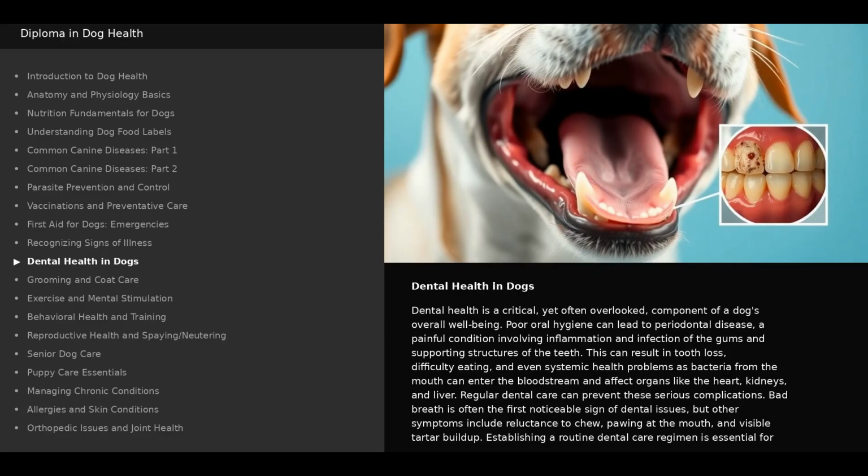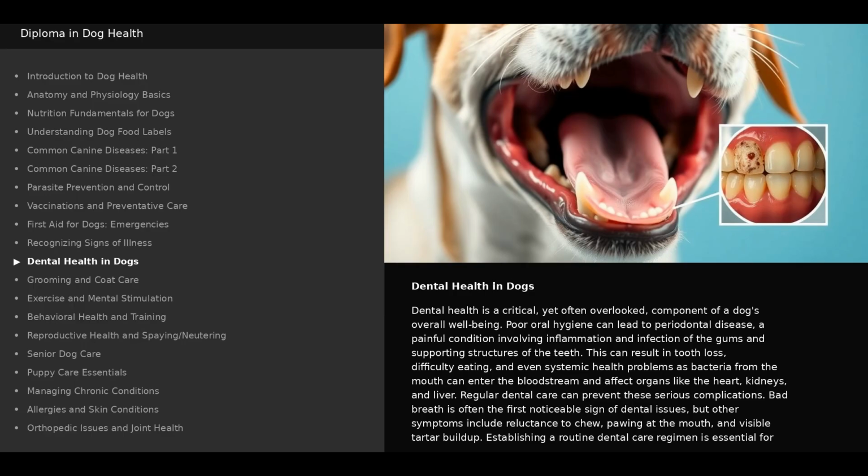Dental health in dogs. Dental health is a critical, yet often overlooked component of a dog's overall well-being. Poor oral hygiene can lead to periodontal disease, a painful condition involving inflammation and infection of the gums and supporting structures of the teeth. This can result in tooth loss, difficulty eating, and even systemic health problems, as bacteria from the mouth can enter the bloodstream and affect organs like the heart, kidneys, and liver.